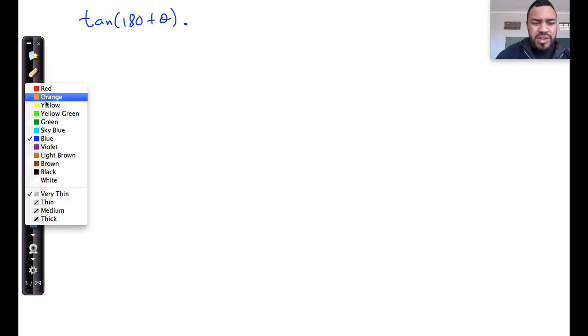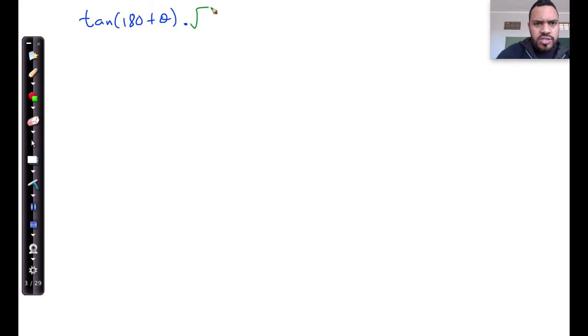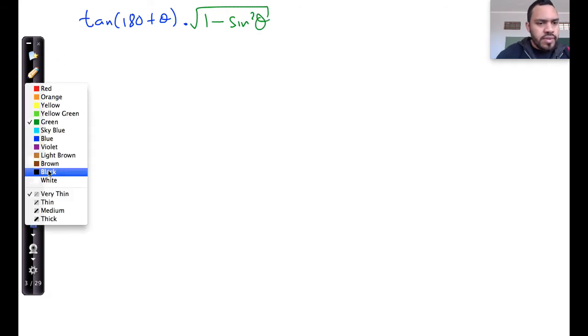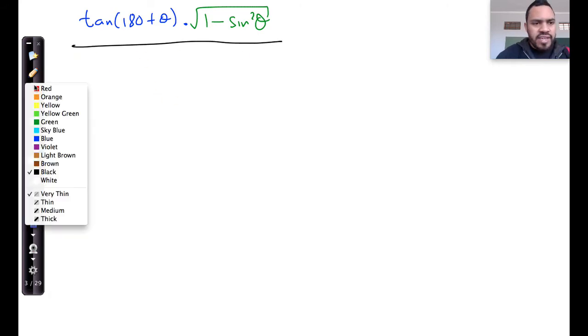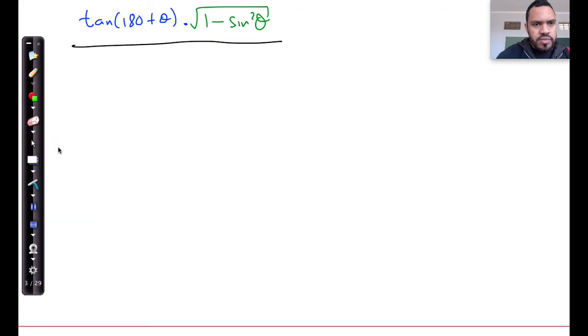Okay, so here's the first example. It is tan of 180 plus theta, multiplied by square root of 1 minus sine squared of theta. That's our parameter argument over here. And I'm going to do my best to color code this. All divided by cos of 90 minus theta, which I'm going to do in violet.